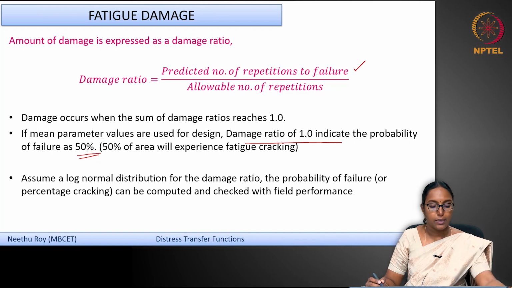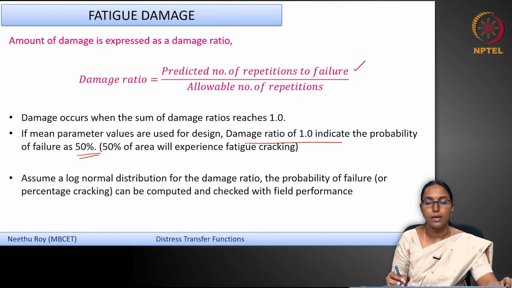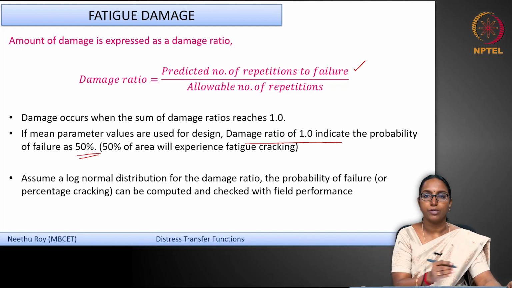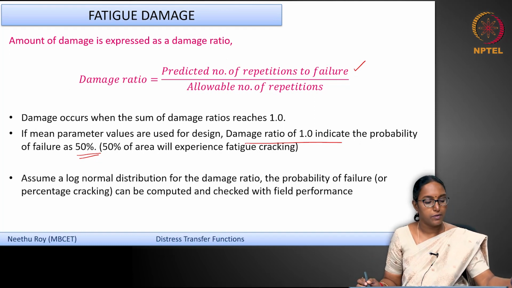Now, what you can do is assume a log normal distribution for the damage ratio, and the probability of failure or the probability of fatigue cracking can be computed, and that can be checked with the field performance. So, this is a damage accumulation method by which you can see how the pavement structure will perform.